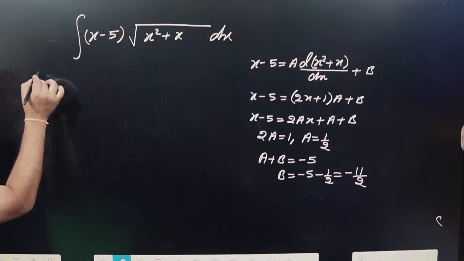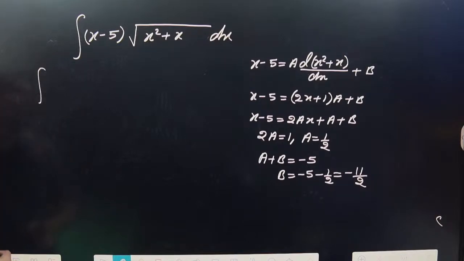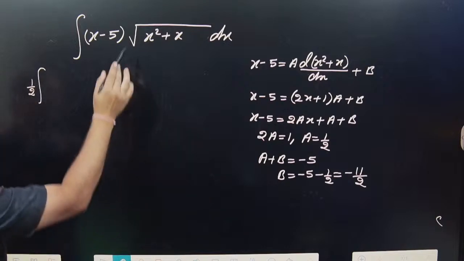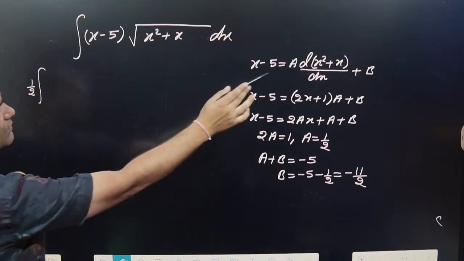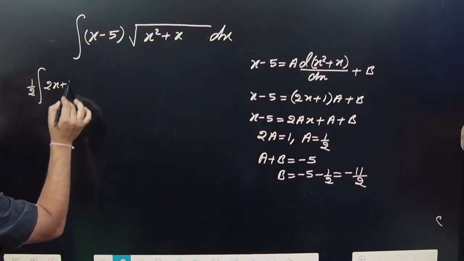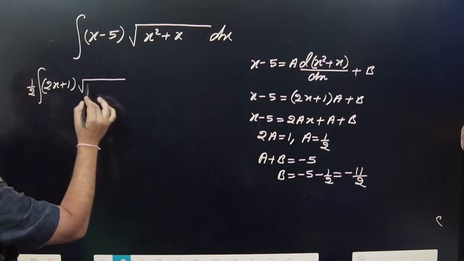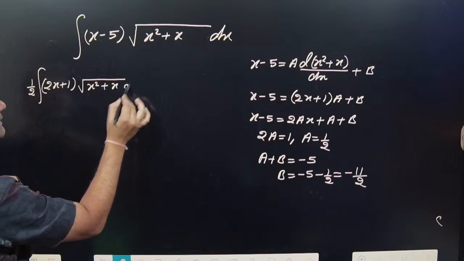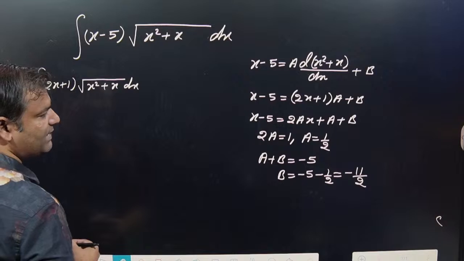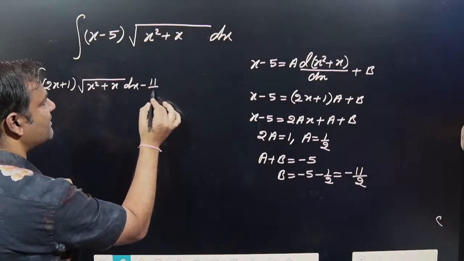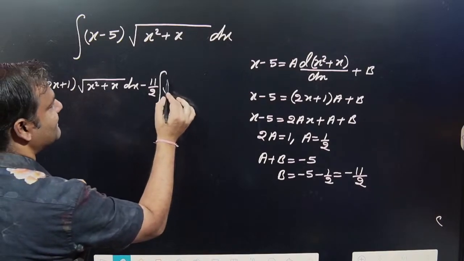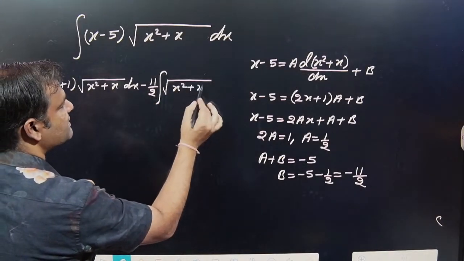Okay, so now what about a? A is 1 by 2. So a into 1 by 2 into the differentiation of this one, here 2x plus 1 into under root x square plus x dx. B is minus 11 by 2, so we write minus 11 by 2 into under root of x square plus x into dx.